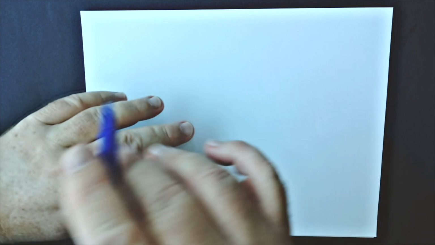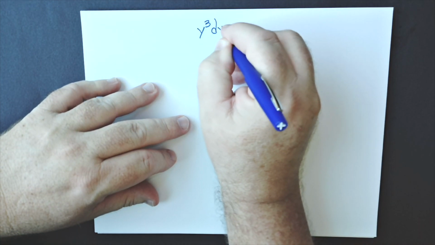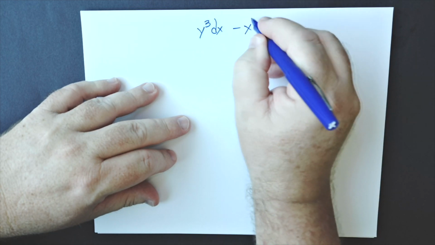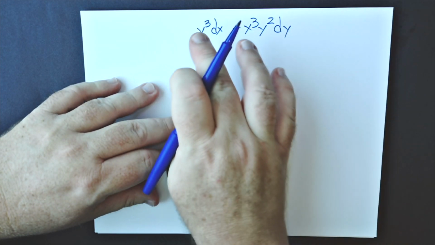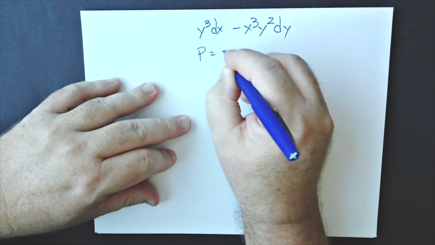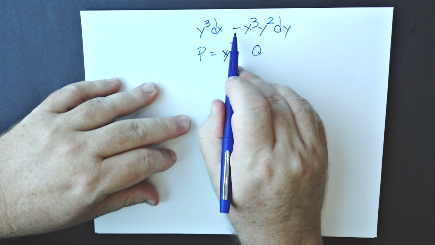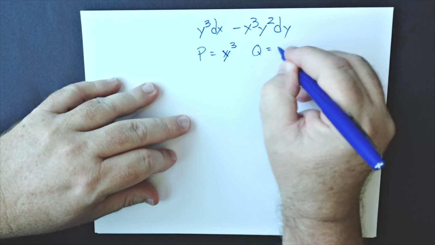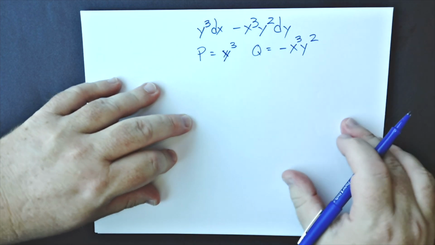All right, friends, let's look at one more example. Let's do the same thing. We'll still do circulation. So let's look at y cubed dx minus x cubed y squared dy. And remember that this is our P. So let me just make a note of that. And our Q. And notice this is a negative here. So that means we're going to have to say that that's a negative x cubed, because it's P dx plus Q dy.